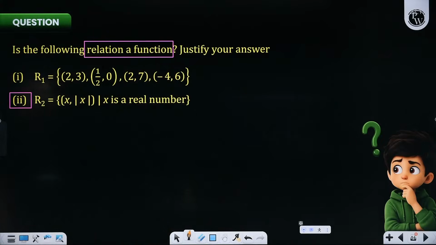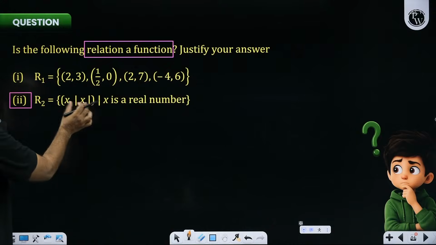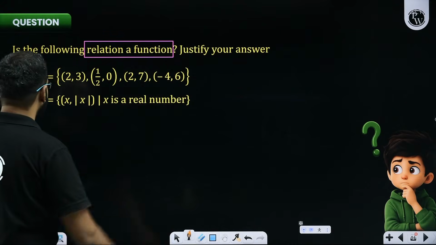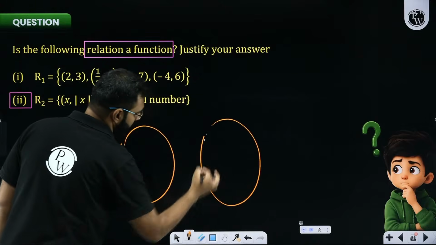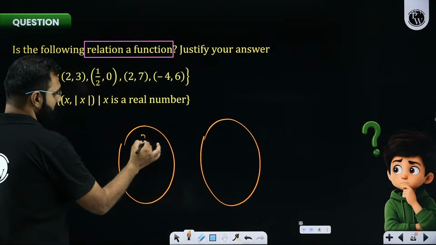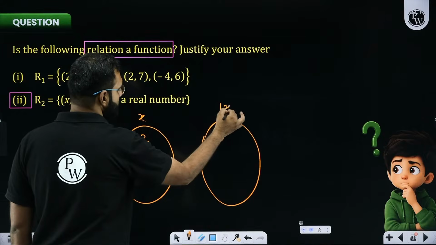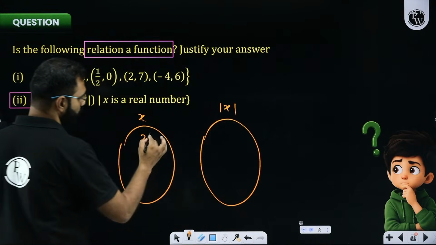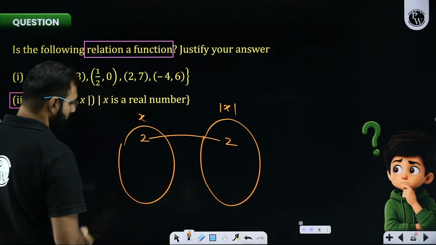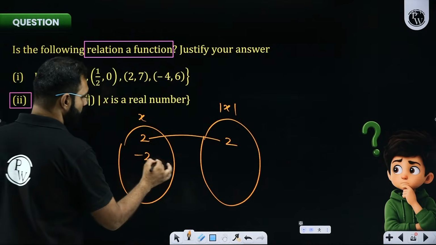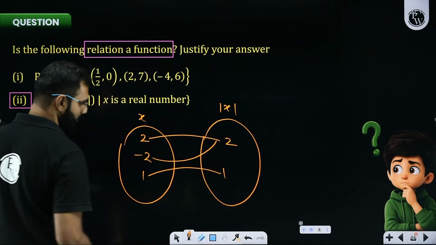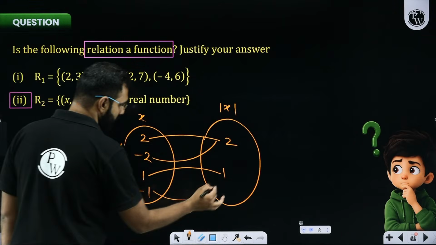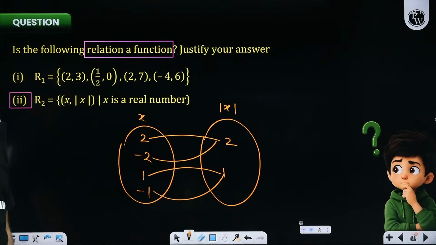Now, when we talk about this thing, x and mod x, where x is a real number. The pairing is done like this: there is x and there is mod x. Let's say in domain I have x, in range I have mod x. Let's say x is 2. What is mod of 2? 2. In domain, let's say I have minus 2. What is mod of minus 2? That's 2. In domain, let's say I have 1. What is mod of 1? 1. What is mod of minus 1? That is also 1. So sir, this is the kind of mapping we are seeing.